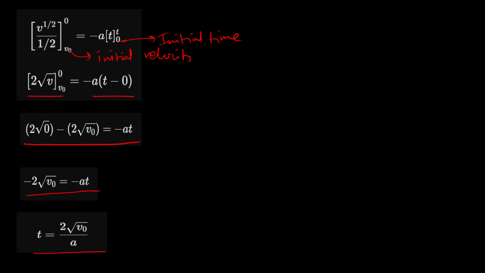Finally, cancelling the negative signs from both sides and dividing by a, we find the time taken, t equals 2 root v naught divided by a.